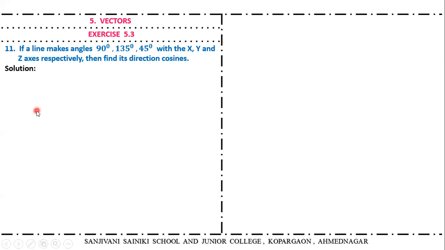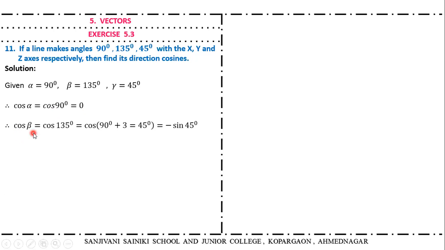11th example: if a line makes angles 90 degrees, 135 degrees, 45 degrees with the x-axis, y-axis and z-axis respectively, then find its direction cosines. Here it is given that alpha is equal to 90 degrees, beta is equal to 135 degrees and gamma is equal to 45 degrees. So cos alpha is cos 90, which is equal to 0.